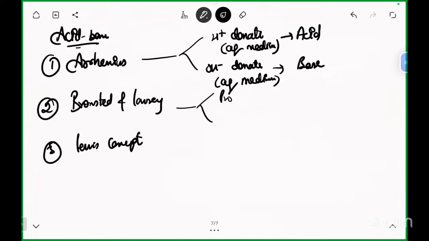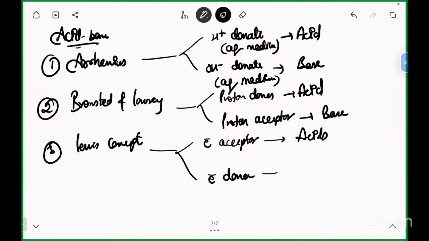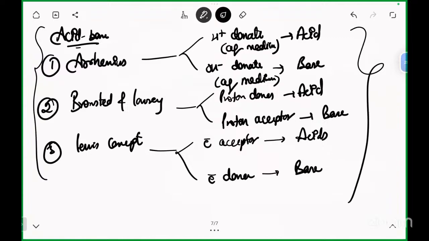Bronsted-Lowry: proton donor and proton acceptor. Those compounds which donate a proton are called acids. Those which accept a proton are called bases, like NH4 positive. Lewis concept: electron acceptor and electron donor. Electron acceptor species are called acids, and electron donors are called bases. These are some basic things you have to remember.